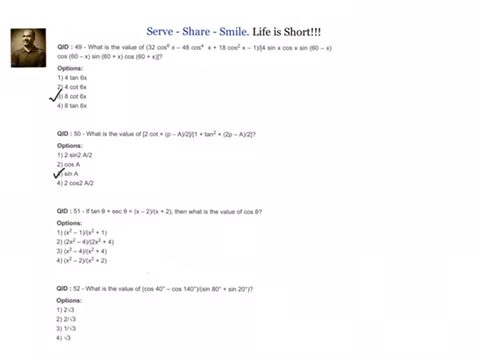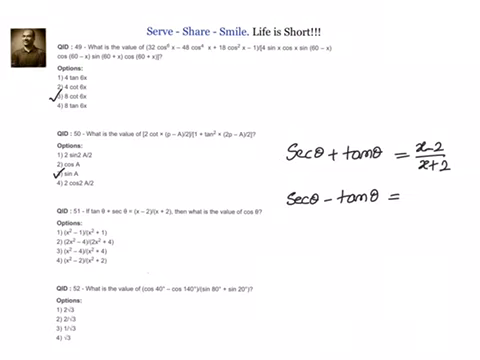Next one, we have tan theta plus secant theta, or can I write it as secant theta plus tan theta? Secant theta plus tan theta is equal to x minus 2 divided by x plus 2. Now we have to find out the value of cos theta. What is the easiest way to solve this problem is, we know that secant square theta minus tan square theta equal to 1. That means secant theta minus tan theta will be reciprocal of secant theta plus tan theta, that is x plus 2 divided by x minus 2.